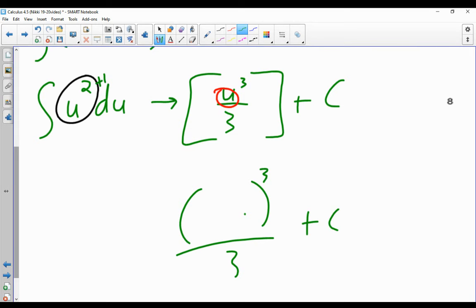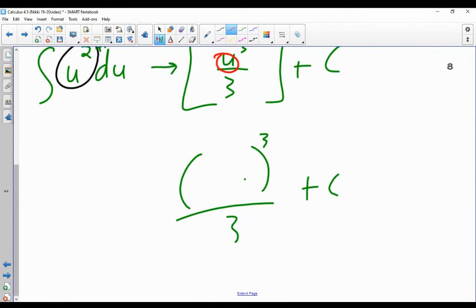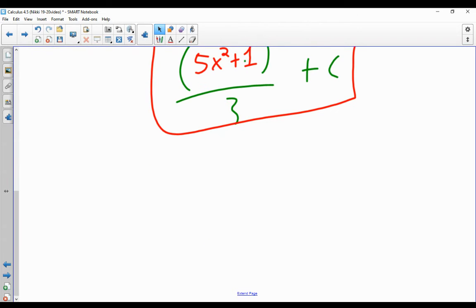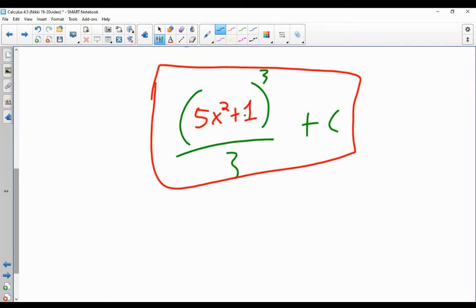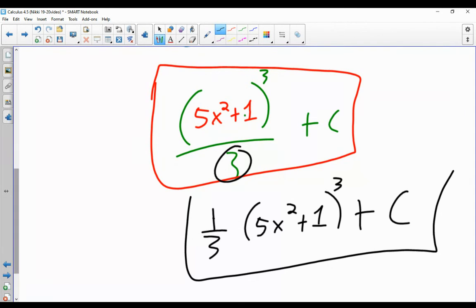Instead, put back what u originally was. And u was originally 5x squared plus 1. So go ahead and put 5x squared plus 1 in its place, and you officially have the antiderivative. And if you formally want to write that, you can take the 3, pull it out as 1/3, to get 1/3 times (5x squared plus 1) cubed plus c. And there you go.